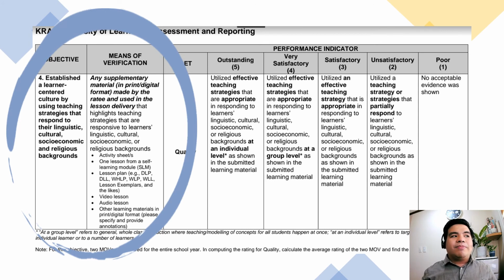Individual level should really be annotated and reflected there, showing that you consider the personal differences, the personal choices, the personal backgrounds of the learners for it to be considered as individual level, or for outstanding. And if it's just a group level, then the rating should range from 1 to 4 alone.